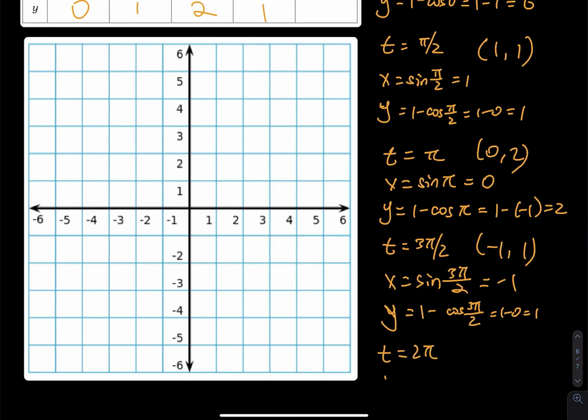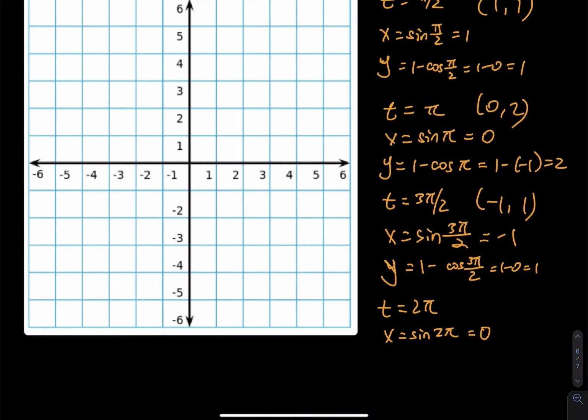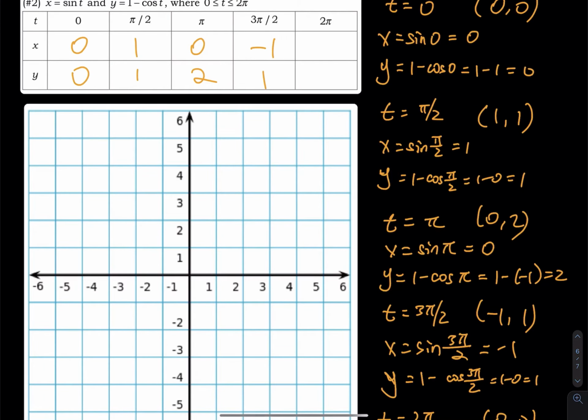x equals sine of 2 pi. That is the same as sine of 0, so the coordinate is equal to 0. And then y equals 1 minus cosine 2 pi. At that point, cosine of 2 pi, we are back to 0, right? So that will be 1 minus 1, that equals 0. So the last point is 0 comma 0. So now we got all the x and y coordinates.